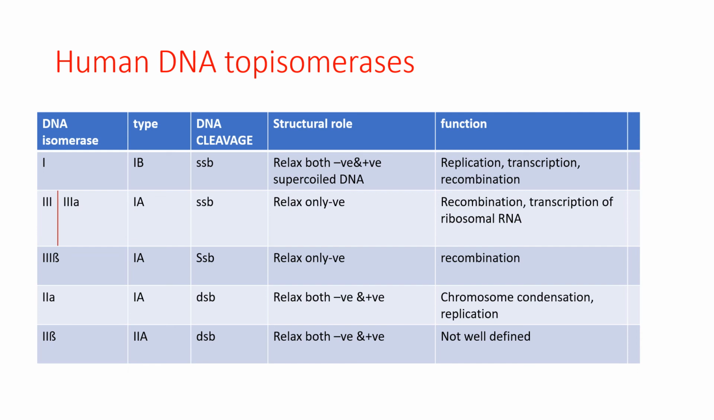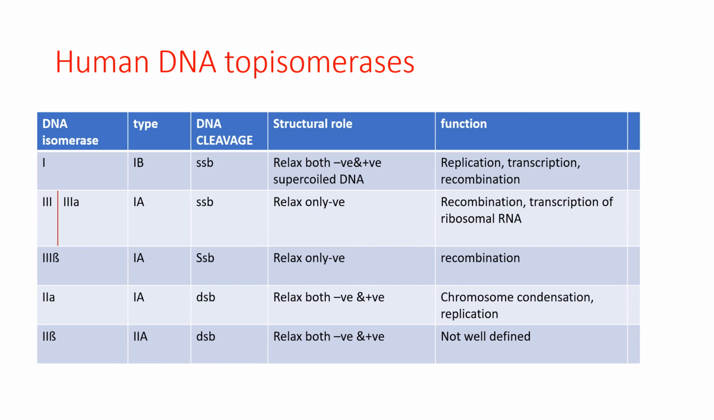Now the next types of DNA topoisomerase are 3A, 3B, 2A, and 2B. Type 3A is also a type 1, and it also breaks a single strand, and it relaxes only negative coiling of DNA molecules. Negative, that is right-handed. Its function is recombination, transcription, and ribosomal RNA. Now 3B is also a single strand break, and it relaxes only negative supercoiling of the DNA, and its function is recombination.